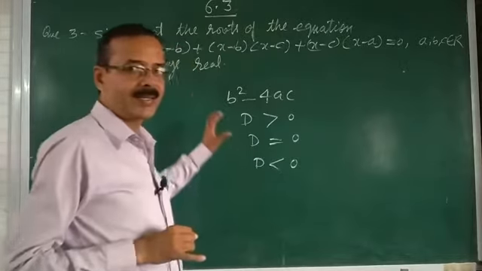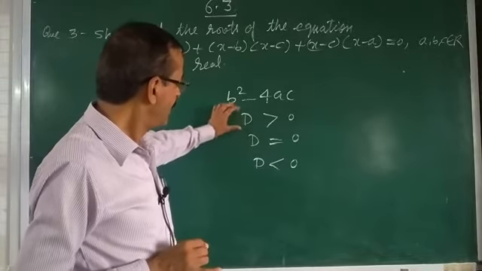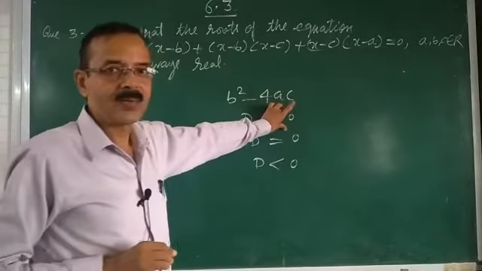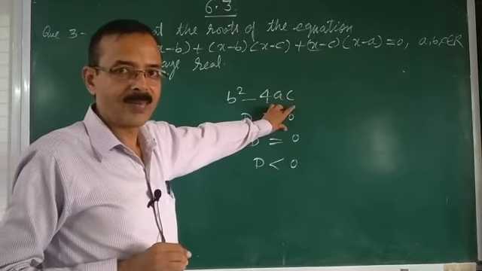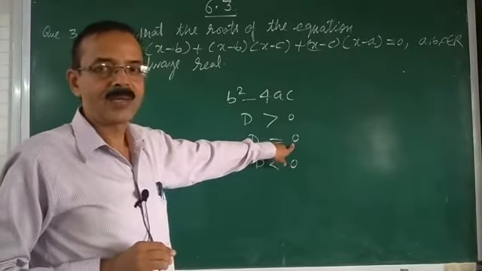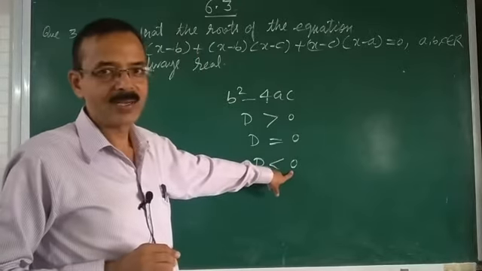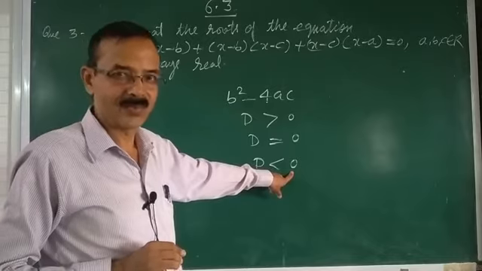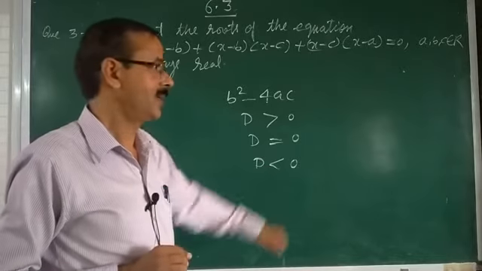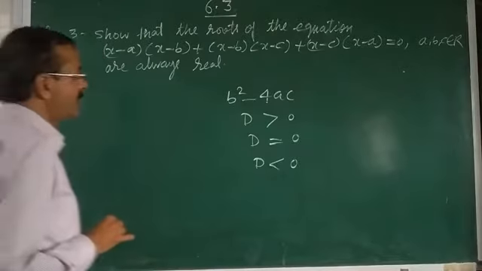There are 3 conditions, which I already taught you in class. If D is greater than 0, it has 2 different roots. If D is equal to 0, it has 2 equal roots. But if D is less than 0, it has imaginary roots, that is, complex numbers. So students, let's discuss this through a question.